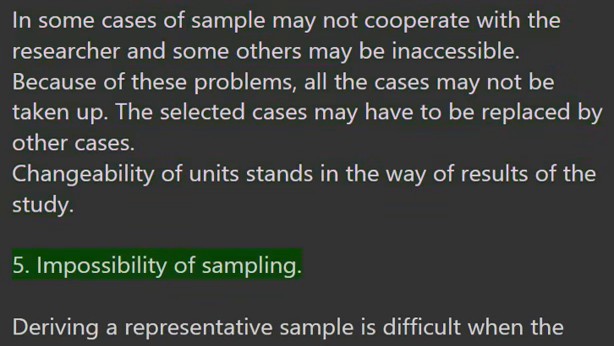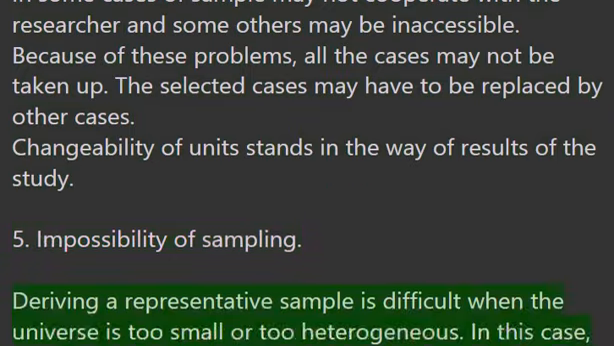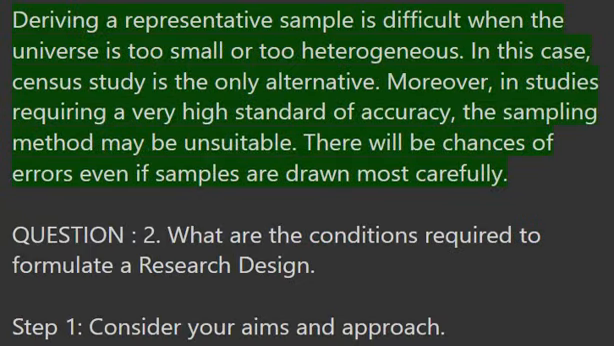5. Impossibility of sampling. Deriving a representative sample is difficult when the universe is too small or too heterogeneous. In this case, census study is the only alternative. Moreover, in studies requiring a very high standard of accuracy, the sampling method may be unsuitable. There will be chances of errors even if samples are drawn most carefully.